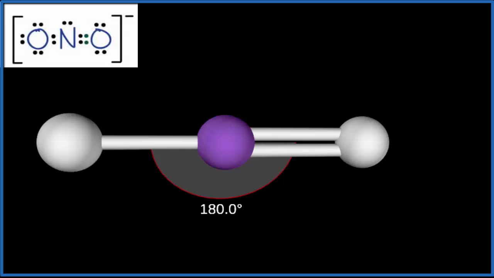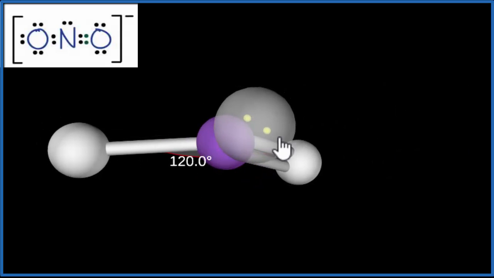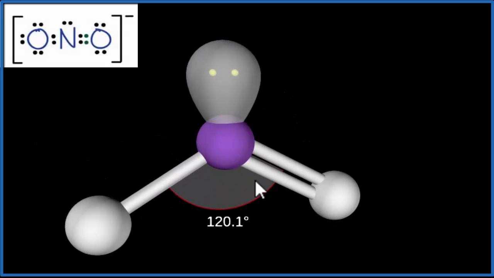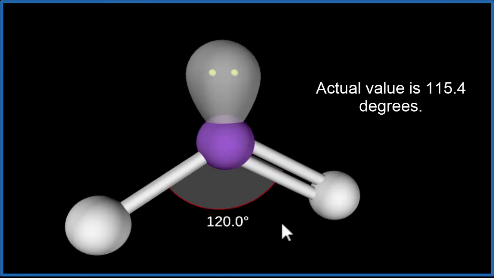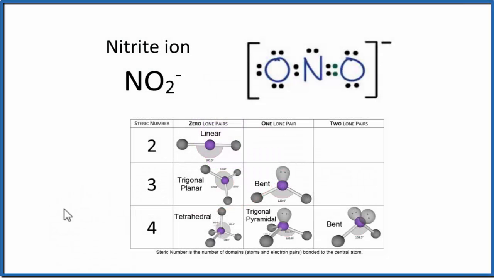And when we do that, we end up with this bent molecular geometry. We have 120 degrees. And you can see how that lone pair pushed down those oxygen atoms to give us this molecular geometry. Note that the actual value might be a little bit different than 120 degrees. This is a very general number. So that's the molecular geometry for NO2-, the nitrite ion.